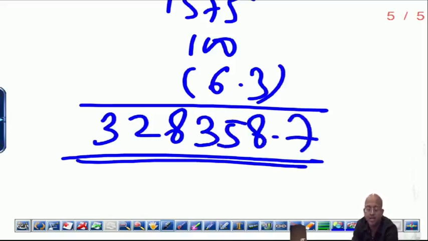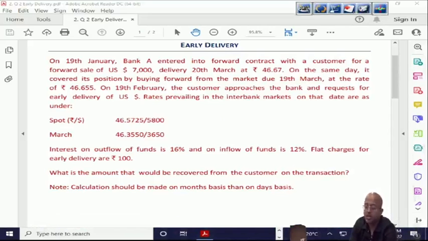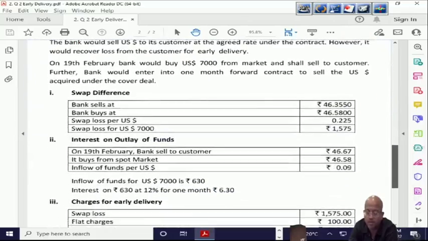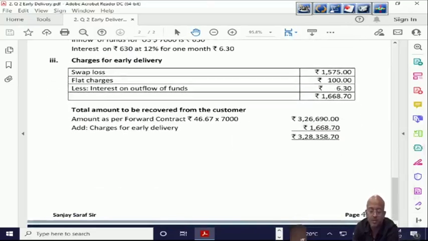Oh, what is the amount coming? 328,358.7. Okay, I think this is coming. People are writing this figure most commonly. 328,358.7. Okay, let's check the institute's answer. 1575, 6.3, 328,358.7. So they have not done a single rounding off.